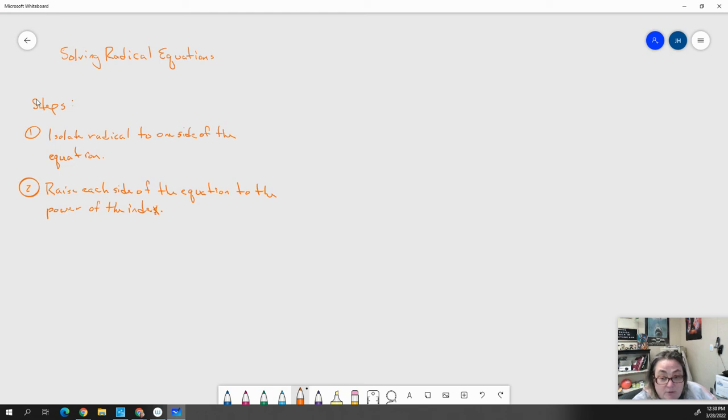What it does when we do that is it removes the radical, right? It gets rid of that radical sign when we raise something to that power. If I have the square root of x and I square it, I just wind up with x. And so that is the purpose of the second step. The third step would be to solve the remaining equation for the variable, right?